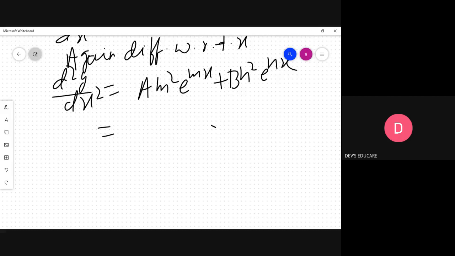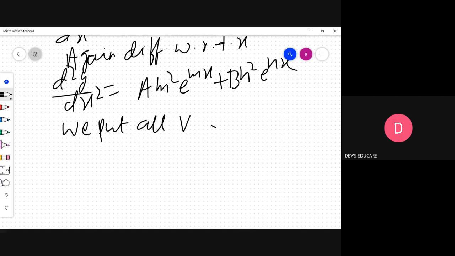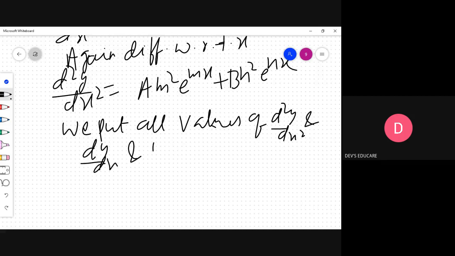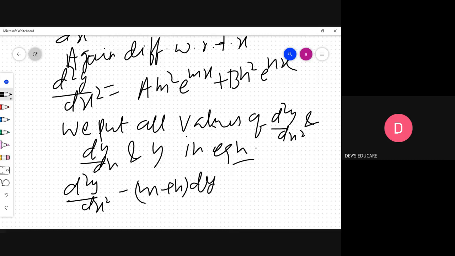So we put all values of d2y by dx square and dy by dx and y in the equation. So we have d2y by dx square minus (m plus n) dy by dx plus mn y equals to 0.